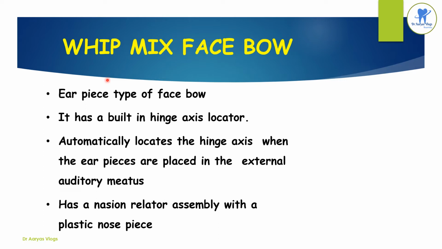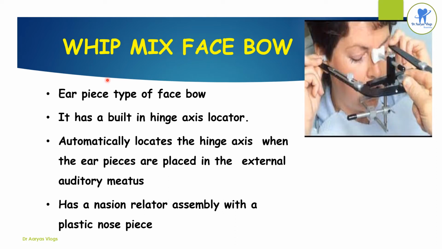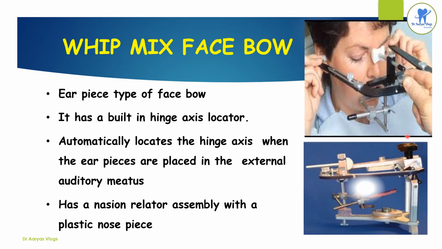And the Whip Mix face bow is the earpiece type of face bow. It has a built-in hinge axis locator. It automatically locates the hinge axis when the earpieces are placed in the external auditory meatus. And it has a nasion relator assembly. This is the nasion relator assembly with a plastic nosepiece. So this is the Whip Mix face bow.